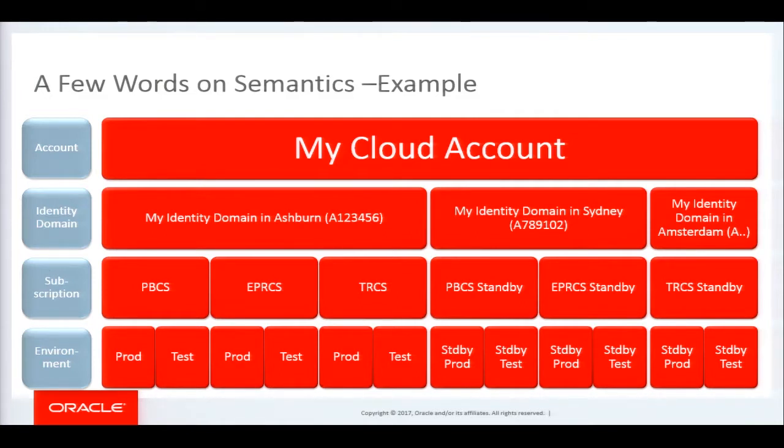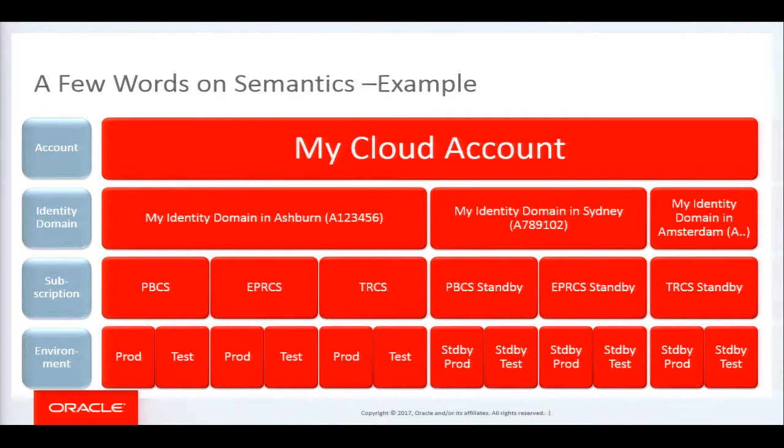The identity domain names are now automatically selected for you. They typically are things like A and then 5 or 6 digits, 1, 2, 3, 4, 5, 6. They all look the same. Those are your identity domains. Within those identity domains, your subscriptions are provisioned. In this case, we've got an example of PBCS, EPRCS, and tax reporting cloud service.